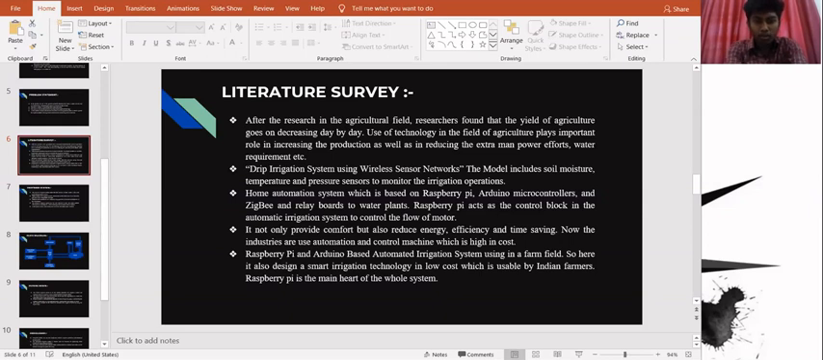Another model is a home automation system, which is based on Raspberry Pi, Arduino microcontrollers, and Zigbee and relay boards to water plants. Zigbee is a suite of high-level communication protocols used to create personal area networks, and the Raspberry Pi is a low-cost credit card sized computer that can be plugged into a computer monitor and uses a standard keyboard as input, and it plays the main heart of the system. So Raspberry Pi acts as a control block in the automated irrigation system to control the flow of water. So here it is a design of smart irrigation technology at low cost, which is usable by Indian farmers.